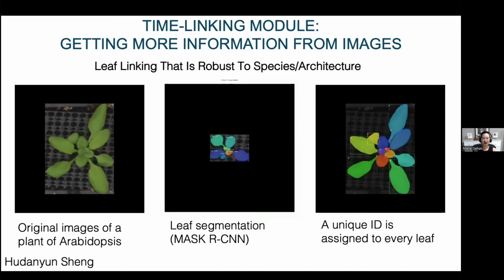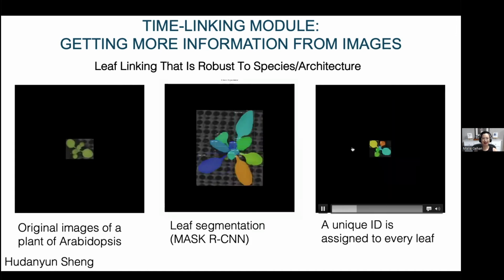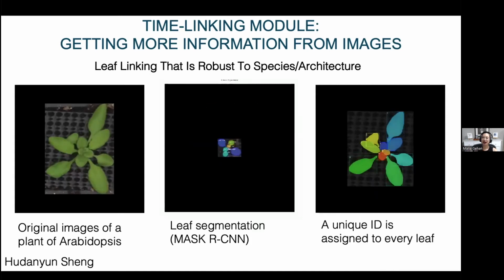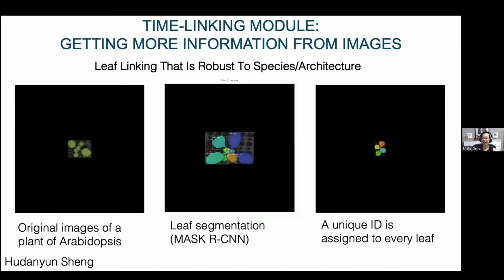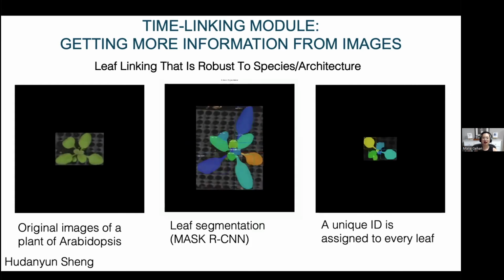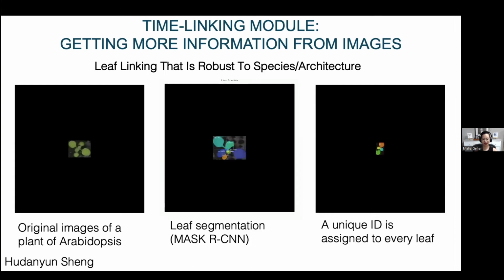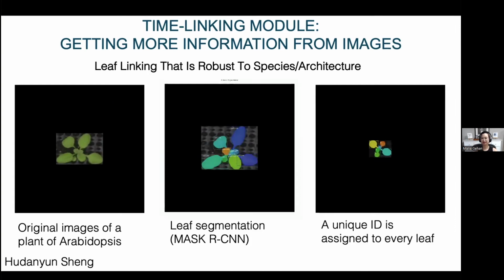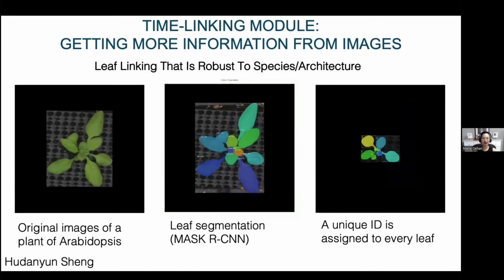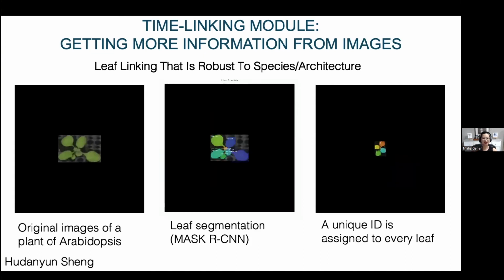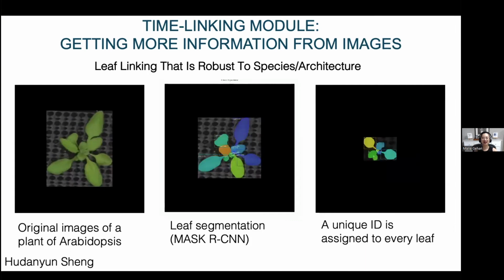And so now you'll see that these colors aren't jumping around, and that's because those segmented leaves have now been linked through time. And Danny has shown that this works not just on this data set, but on a data set for bean. And so we're trying to test it on other species with training data so that we can show that it's robust to species and architecture.